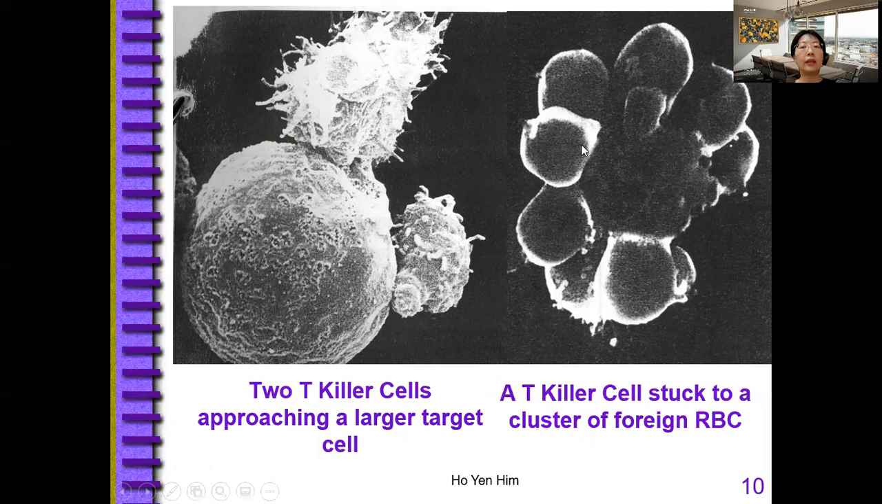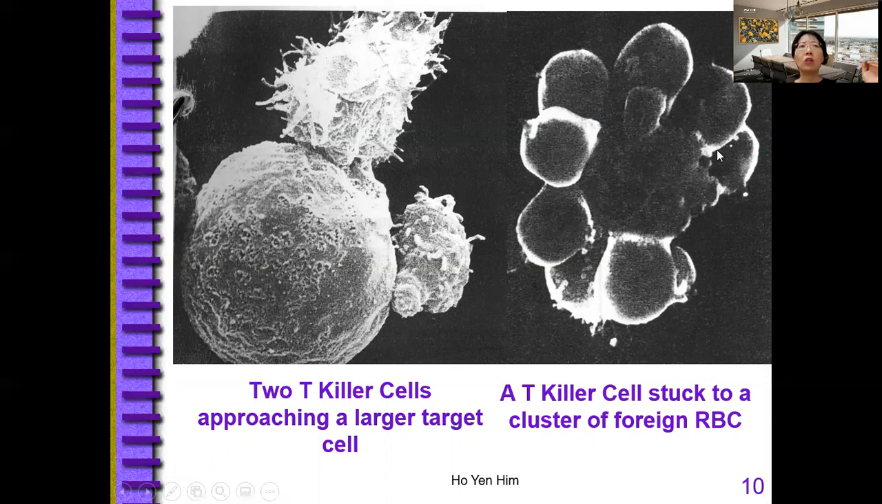Now, in this case here, these cells are the red blood cells, and this is the T killer cell. Remember you've got two types of lymphocytes. One is the same size as a red blood cell, the other one is bigger. So this is a bigger lymphocyte. It has already bound to a few red blood cells. That means these red blood cells are considered foreign. So that's why they attack those cells.